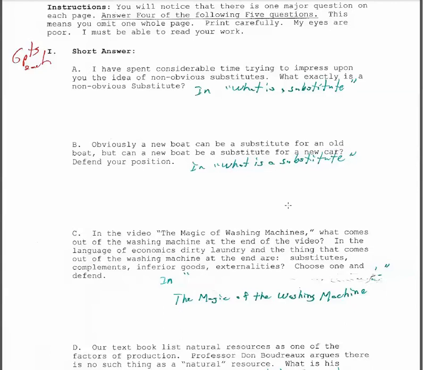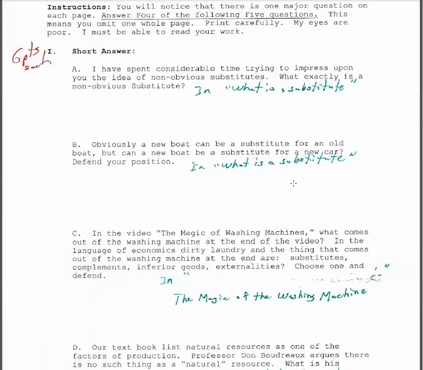And basically, obvious substitutes are things like sweaters and jackets, but a non-obvious substitute would be a sweater and a purse. So for example, if you were looking for a gift for your girlfriend, a sweater or a purse might be substitutes, or dinner or a movie might be substitutes if you were looking for something to do. Those are non-obvious substitutes.